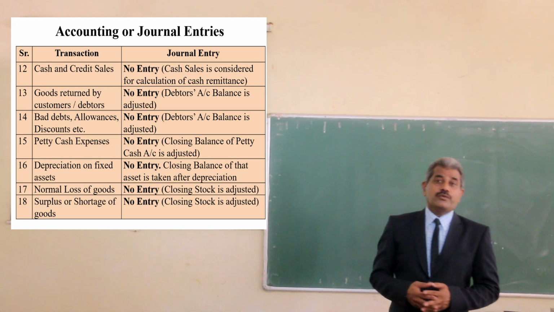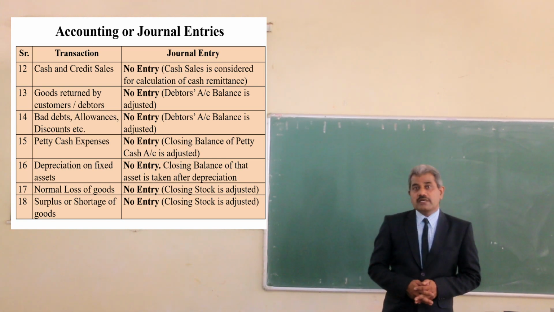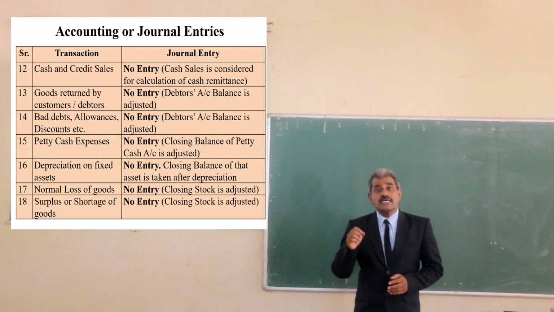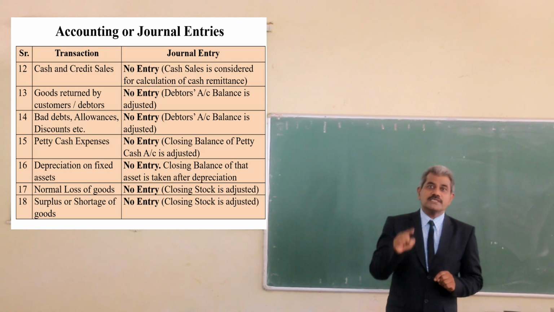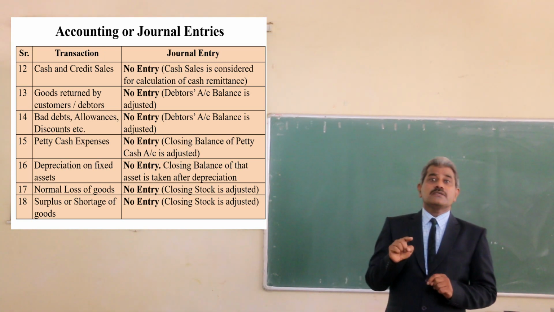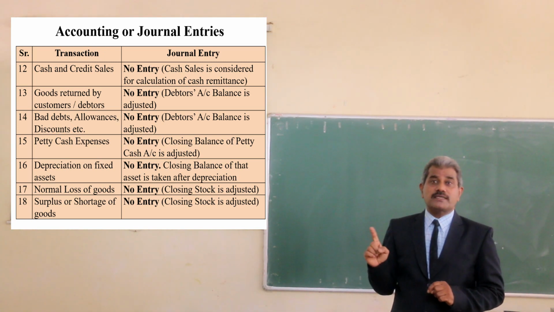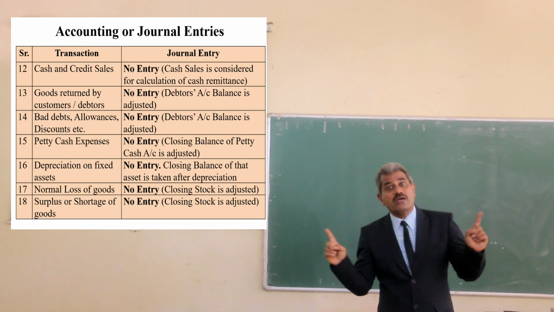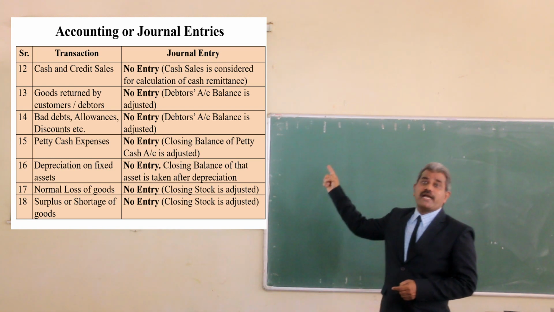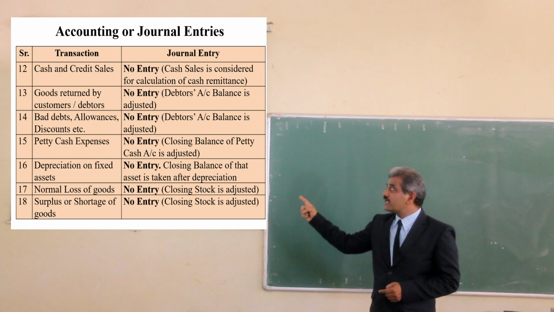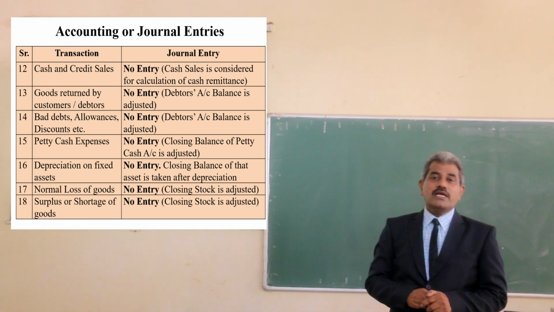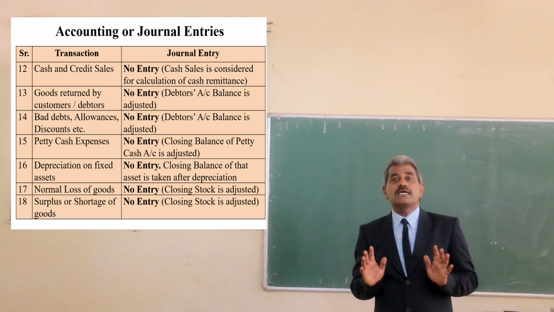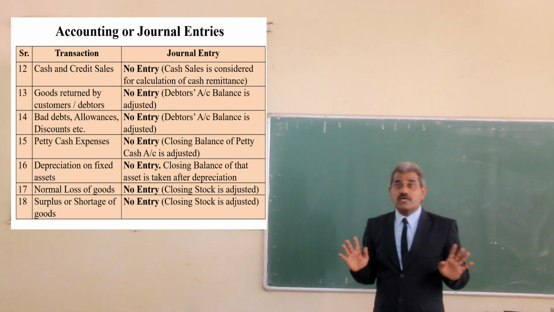Then next, which is more important, are the items for which no entry is passed. You must know the items for which no entry should be passed. Such items are not recorded in the branch account. Okay, what are these items? One is cash and credit sales. If you have cash sales and credit sales, this item is not recorded.